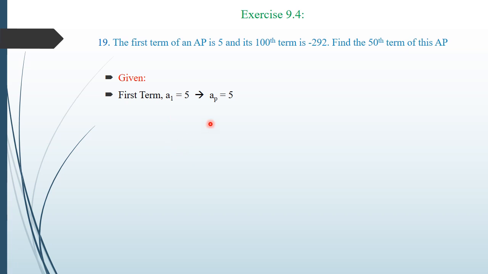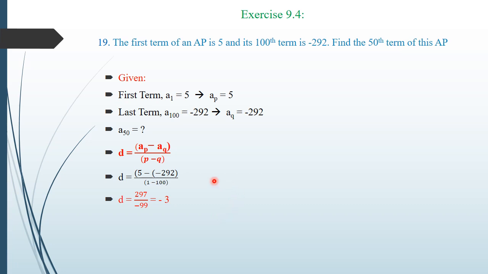Therefore note down the given data, a1 is equal to 5, that is first term. I will represent it as ap is equal to 5. Last term is 100th term, that is a100 is equal to minus 292. Therefore aq is equal to minus 292. Now what is the 50th term? So for that I'll calculate d first using this formula. Substituting d is equal to ap, 5, minus aq, minus 292 here. So minus, I put it in bracket, minus of minus will become plus. 5 plus 292 is 297. 1 minus 100 is nothing but minus 99. Therefore I am getting common difference d as minus 3.